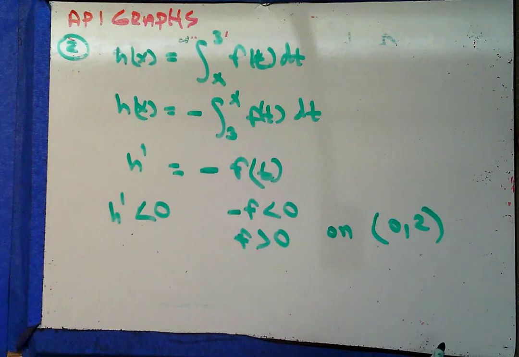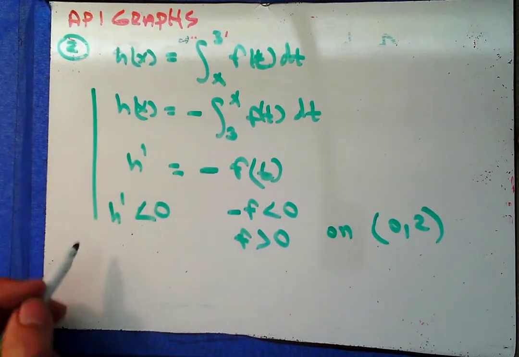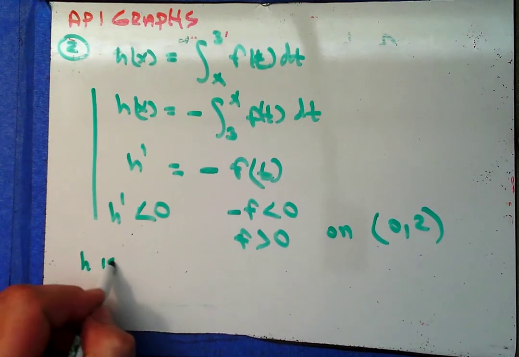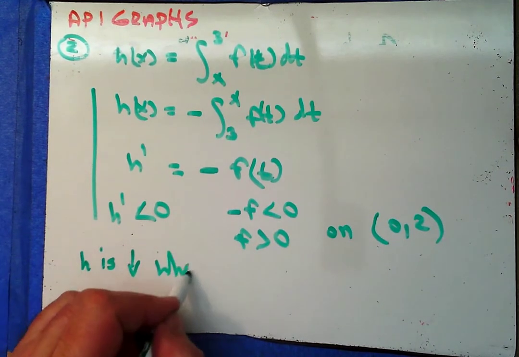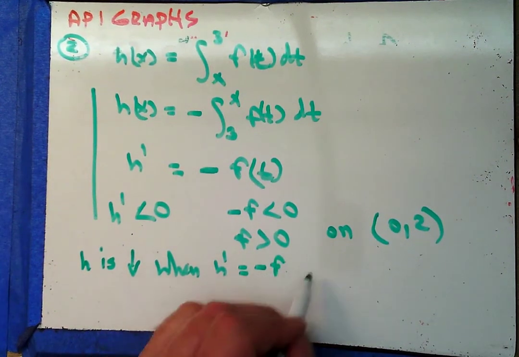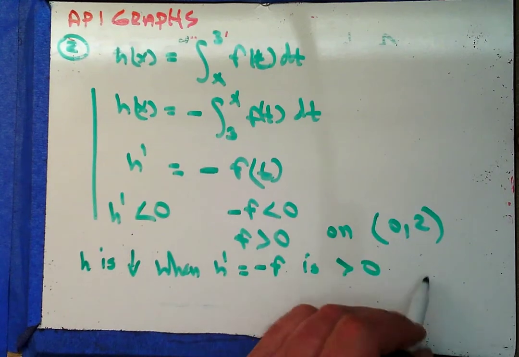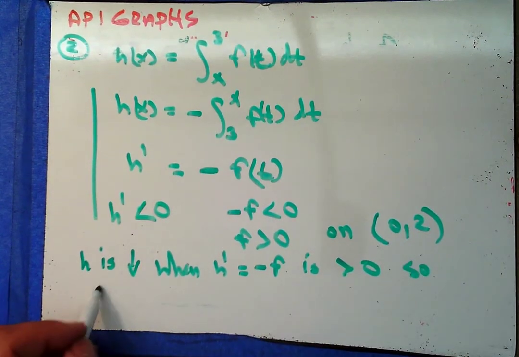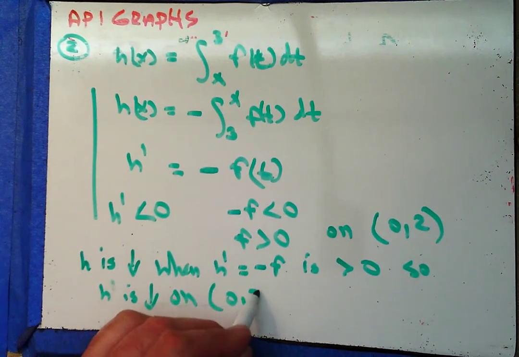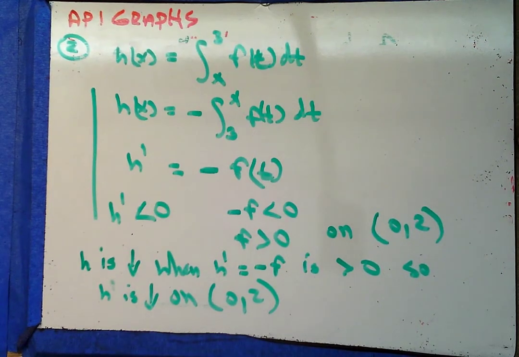And they do ask for a justification. This is a nice justification, and I would sum it up by saying h is decreasing when h prime equals negative f is greater than 0. So h is decreasing on 0 to 2. And that should be sufficient for number 2. Okay, that's problem number 2.